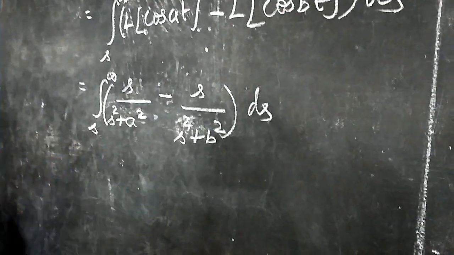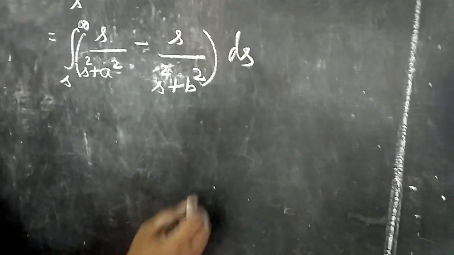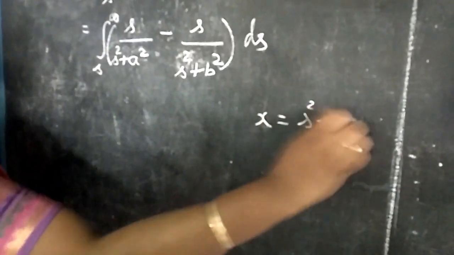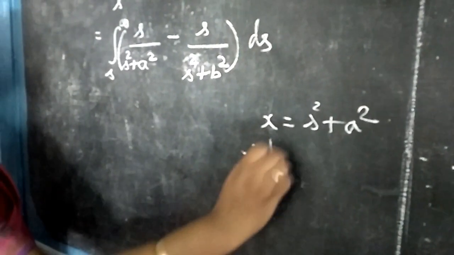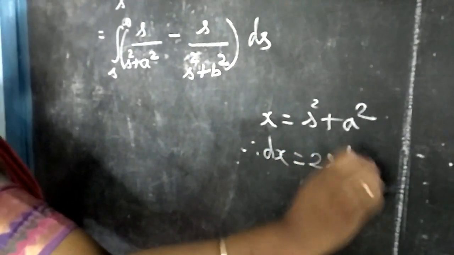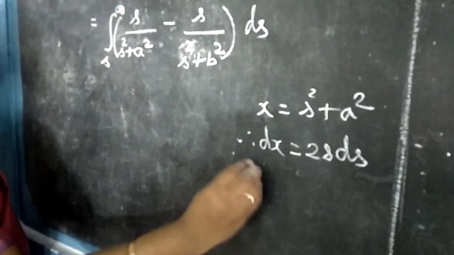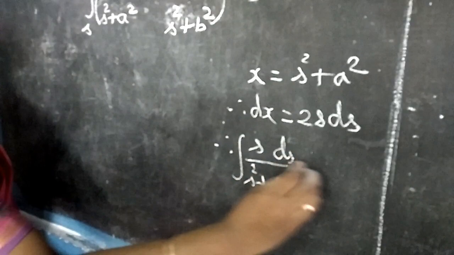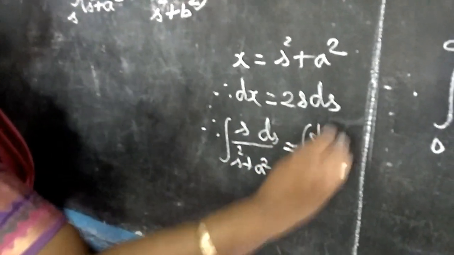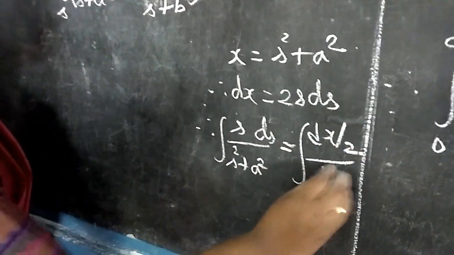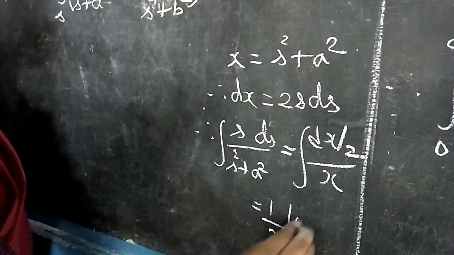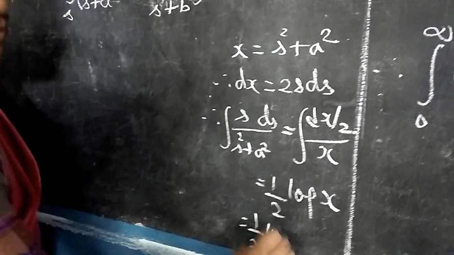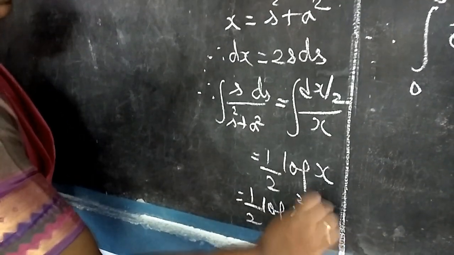To integrate this function, let us use the substitution method. Take x as s square plus a square. Therefore, dx is equal to 2s ds. Therefore, integral s by s square plus a square ds is equal to integral dx by 2 divided by x. It is 1 by 2 into logarithm of x. It is 1 by 2 log of s square plus a square.